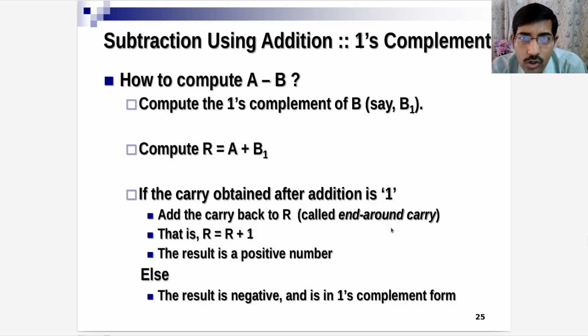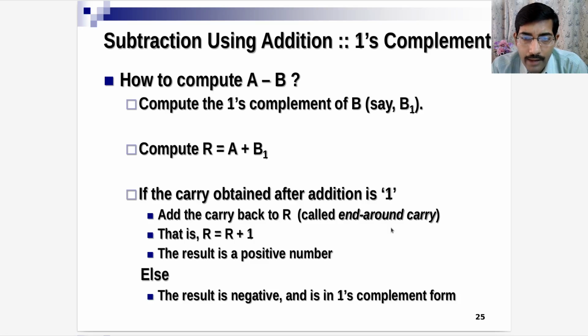Now 1's complement. Addition is pretty simple in every kind of form that we have shown: sign magnitude, 1's and 2's complement. Subtraction, as we are discussing, is easy in 1's complement because only addition is required. How to compute a minus b? First we compute the 1's complement of b, say b1. Then b1 equals minus b, as we know. Now we compute a plus b1.